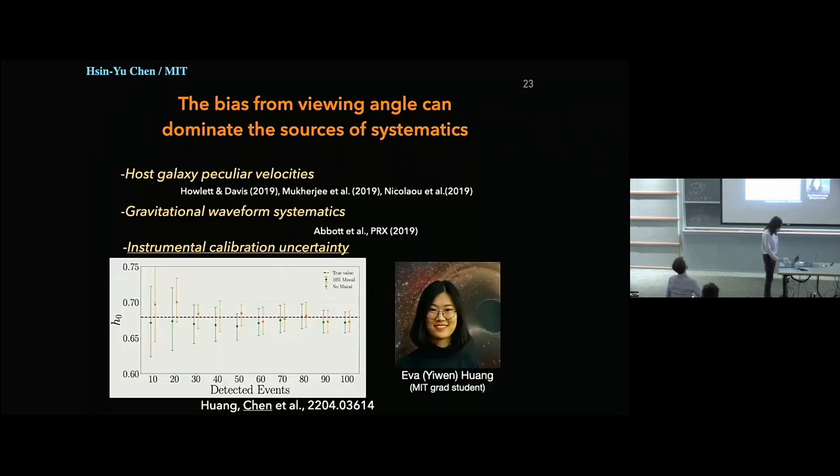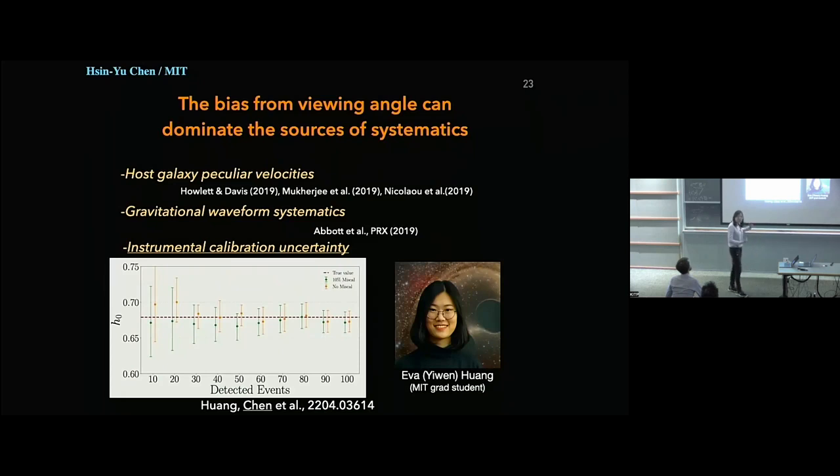However, with this very recent work led by Eva Huang, another MIT grad student, we work with the LIGO calibration team. And we found out that this kind of miscalibration doesn't happen that often. There's maybe a 10% or even less probability for them to really overlap with our future binary star merger detections.